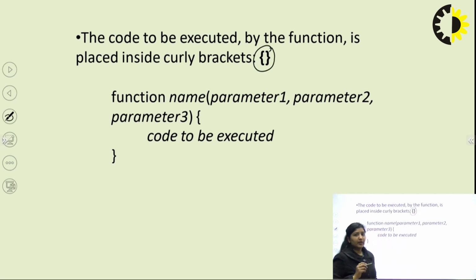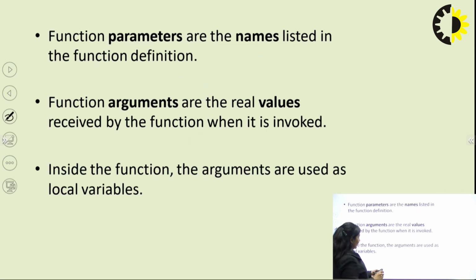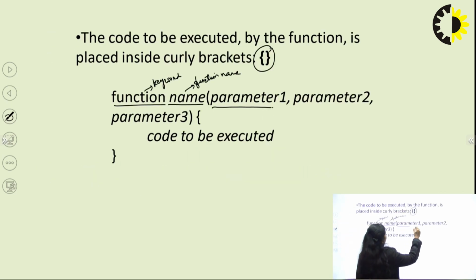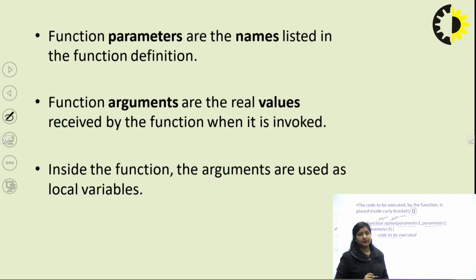So if I have to see the total syntax of a function: function is a keyword, as we had already discussed. This name is the name of the function. After this function name, parameters will be given, like parameter 1, parameter 2; any number of parameters we can give. And finally, the code which is to be executed. So this is how a particular function is declared.